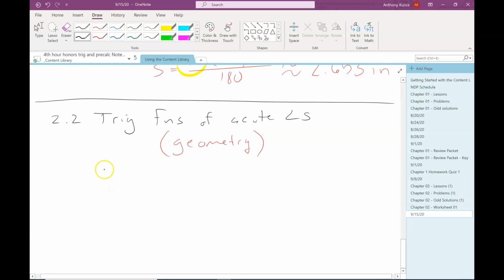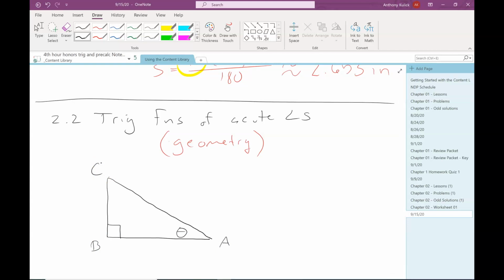So when we defined our trig functions in geometry, we did them for right triangles. And I'm going to call this angle here theta. So let's name the vertices here, A, B, and C. So using the angle theta that I've drawn in here, we need to indicate the sides that are opposite, adjacent, and hypotenuse, right? Relative to this angle theta, which side is the opposite side?